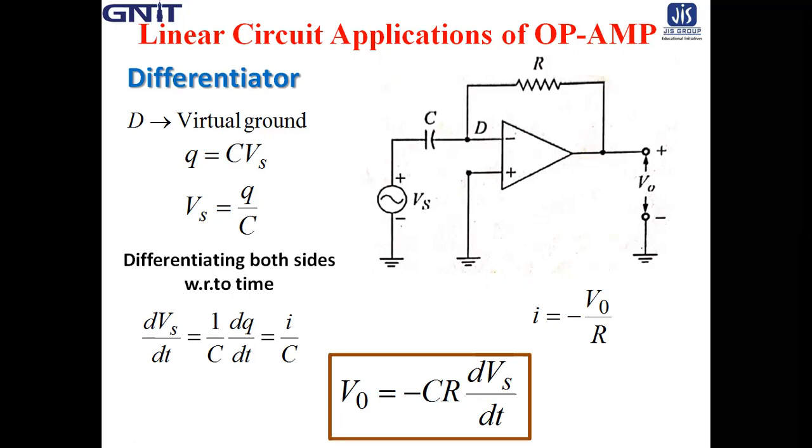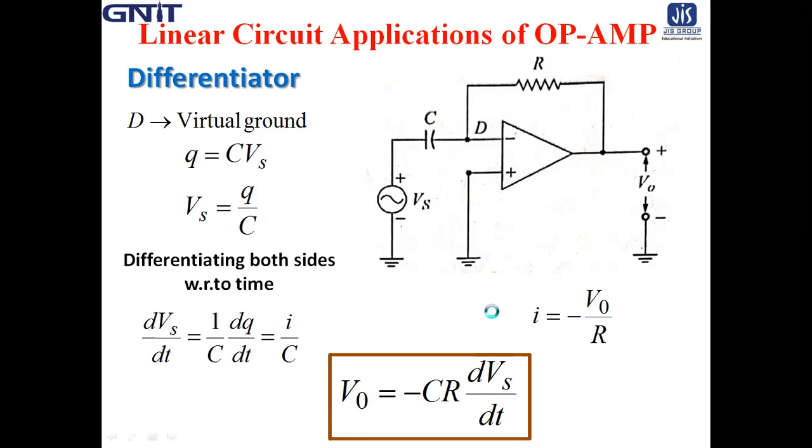Now a cosine wave at the input of the differentiator produces a sine wave at the output. Similarly, a triangular wave at the input produces a square wave at the output. So this is called the differentiator circuit.